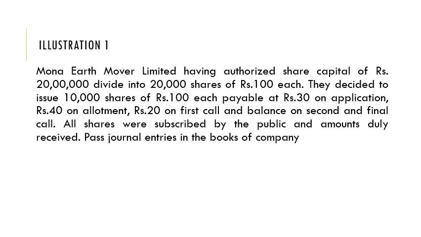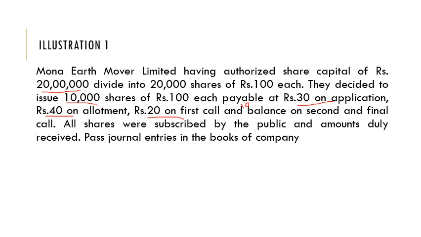So here is an example. Mona Earth Limited has authorized share capital of rupees 20 lakh divided into 20,000 shares of rupees 100 each. They decided to issue 10,000 shares from this 20,000. Out of this, they are planning to issue 10,000 shares of rupees 100 each, payable as 30 on application, 40 on allotment, 20 on first call, and the balance, after 30 plus 40 is 70 plus 20 is 90, will be 10 rupees. This 10 rupees is payable on final call.